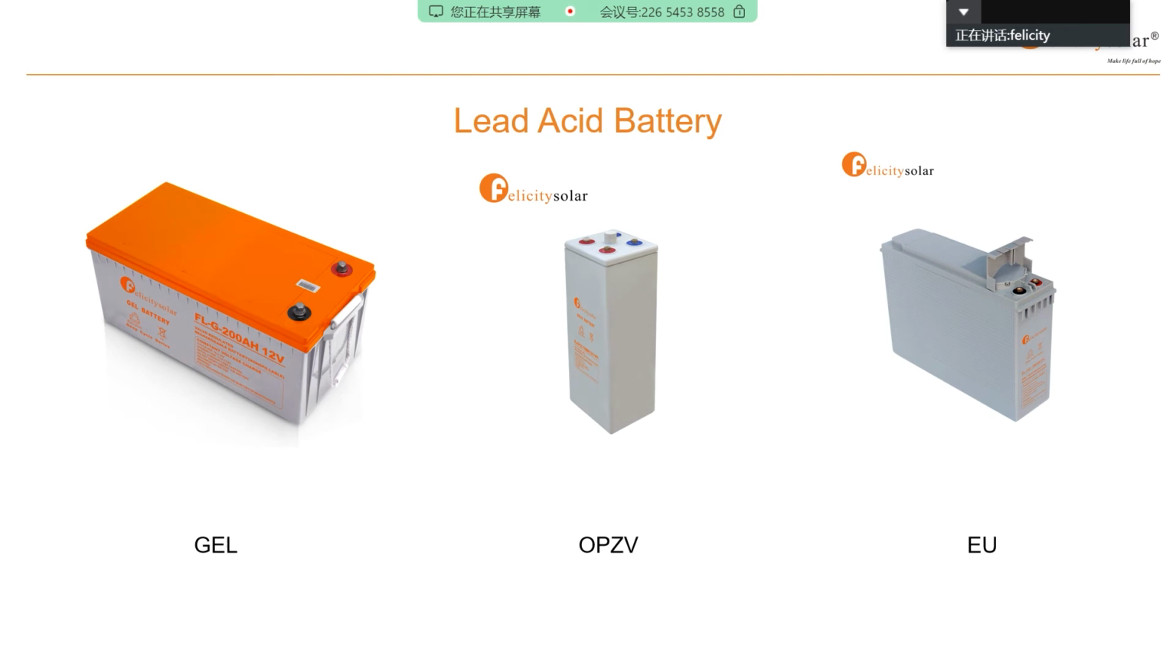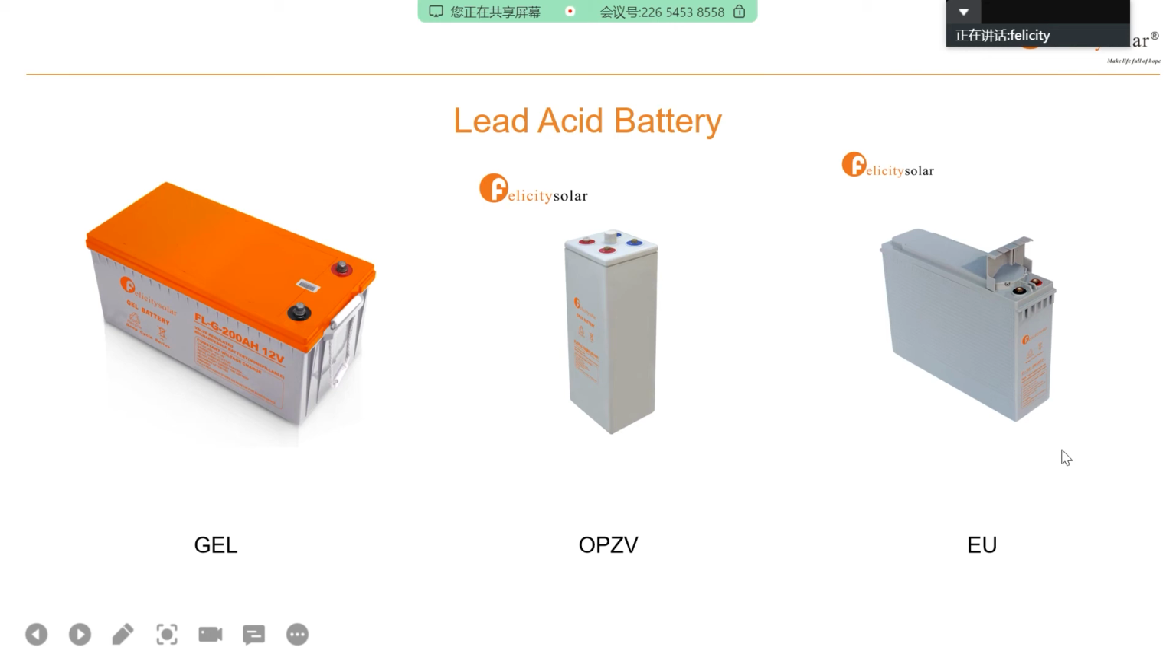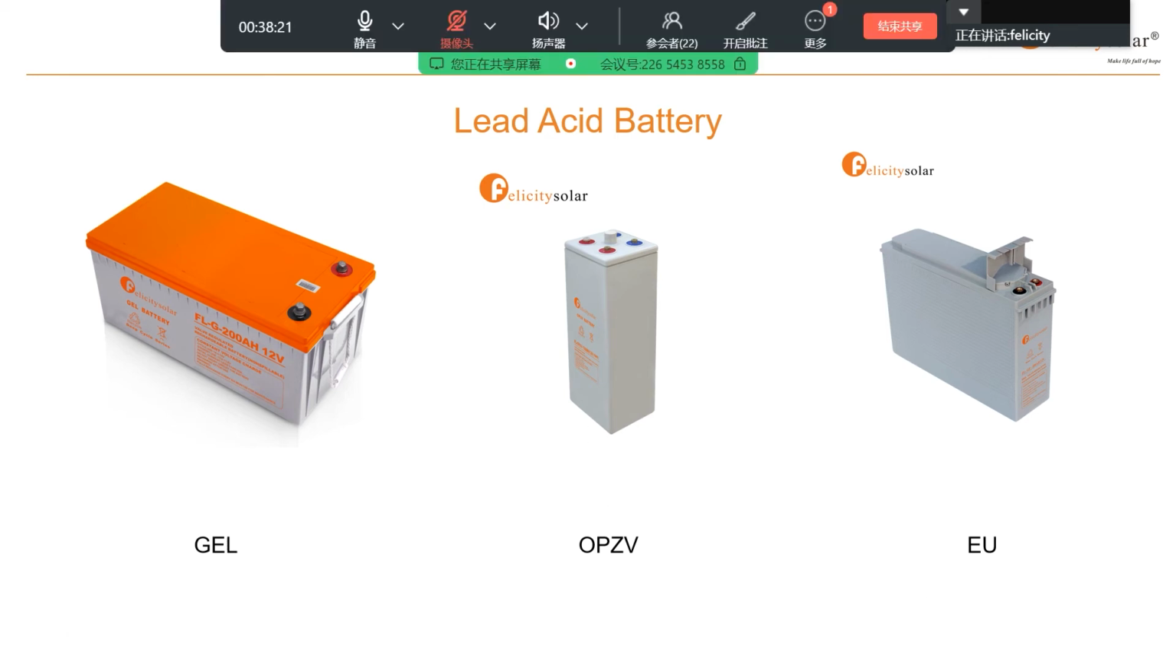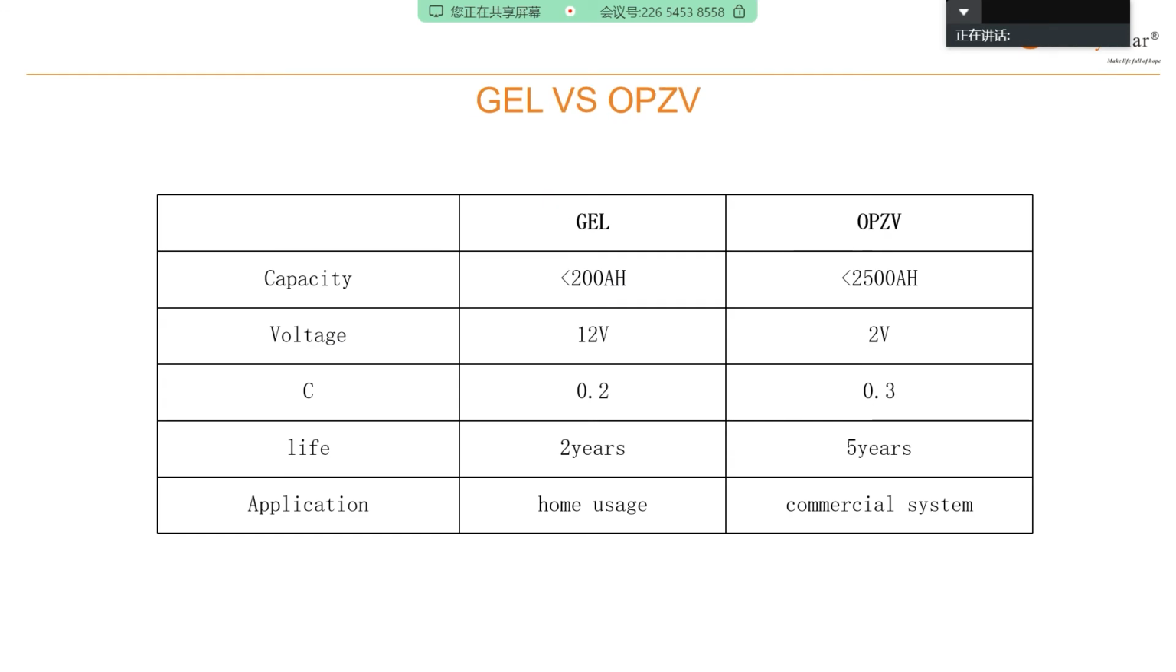As you see here, this one is GL, OPCV, and EU model. For the lead acid battery, the most selling is the GL, 12 volt, 200 amps, and also 100 or 150 amps. OPCV is normally for the big system or commercial system.